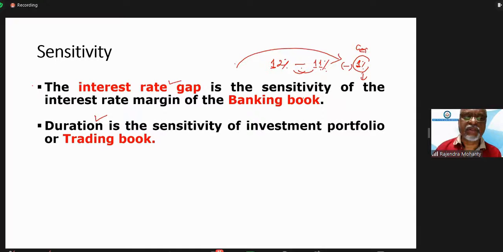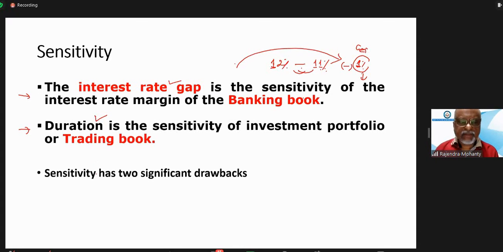So you should remember, sometimes MCQs come on this. What is the sensitivity of the banking book? You can say the interest rate gap is the sensitivity of the banking book. And how is the sensitivity of the trading book measured? It is measured through the duration method. So these are the simple things we should understand.